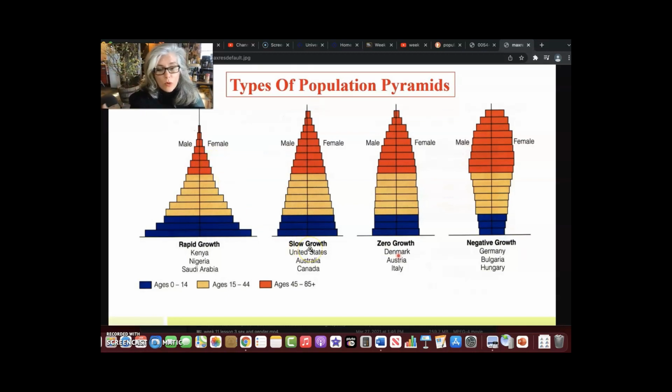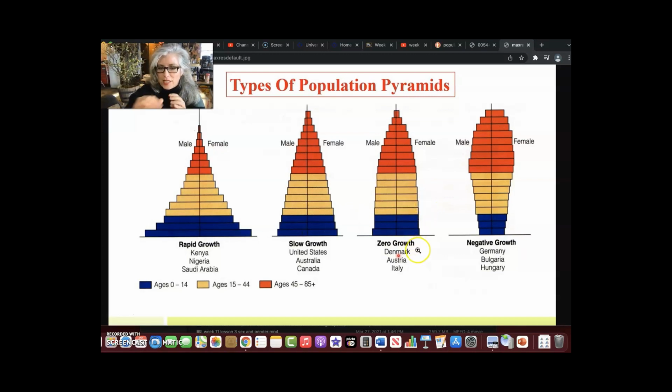Then we have slow growth areas like the United States. We have babies in the United States, but we aren't having them nearly as quickly as some of these other places, like these examples in Africa or in Saudi Arabia, for instance. So we have a slow growth population which will sustain itself for a very long time with workers and with consumers and with other kinds of characteristics that we look for in a healthy population.